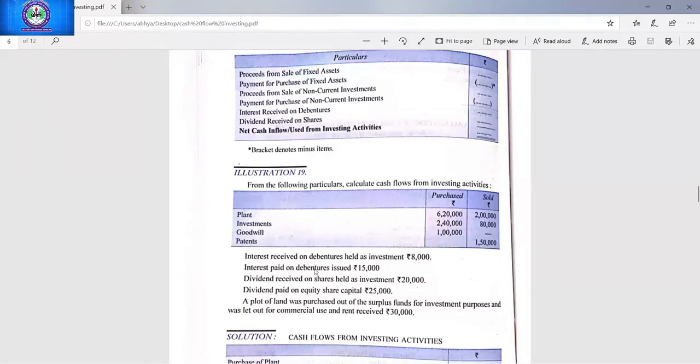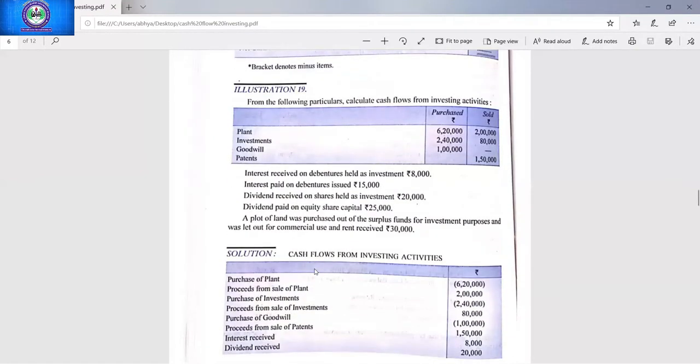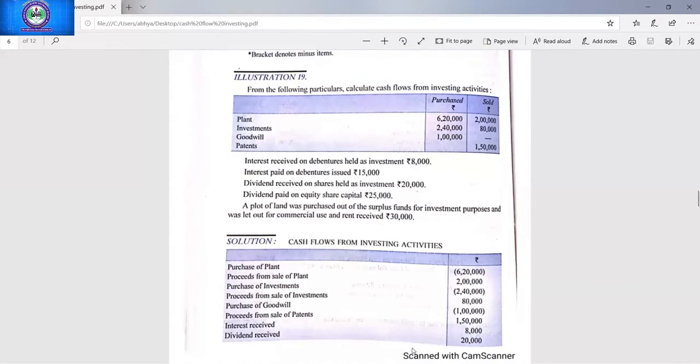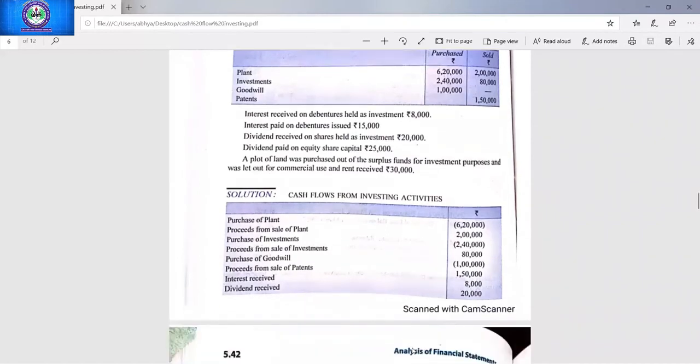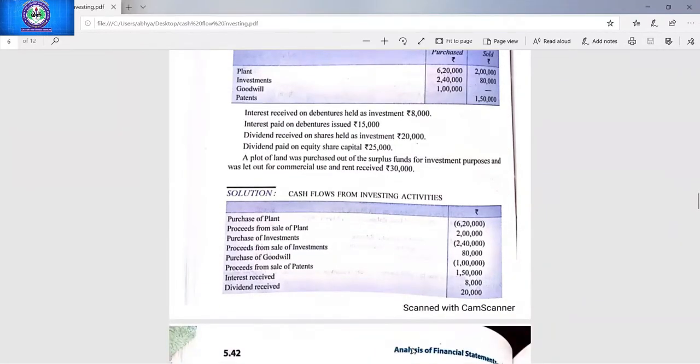So how has the answer come? You can see purchase of plant negative, proceeds from sale of plant positive, purchase of investment 240, proceeds from sale of investment 80, purchase of goodwill 1 lakh, proceeds from sale of patents 150, interest received 8,000, dividend received 20,000, and rent received 30,000. Then net cash used in investing activity. Final answer negative 4,72,000. And it's good for a company to have a negative answer in cash flow from investing activity.